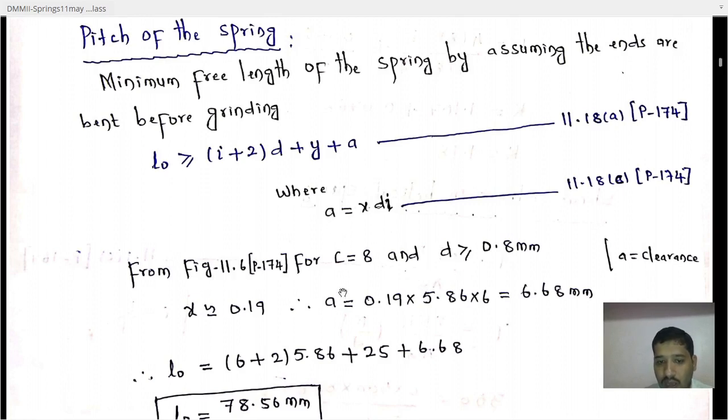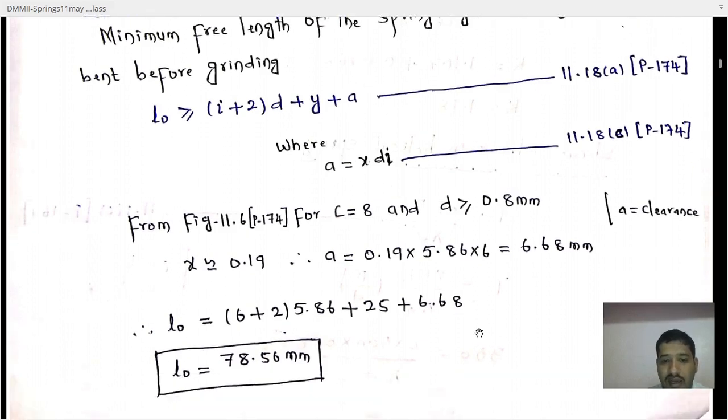A equals X into DI. The X value we got here is 0.19, into DI. DI we already got as 5.86, we already solved it. Now here into 6 is given. If you multiply this whole value, then you will get 6.68. After that, once you have the value of this one, you need to substitute it here. So let us see above.